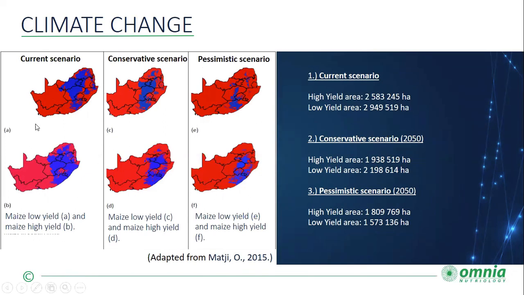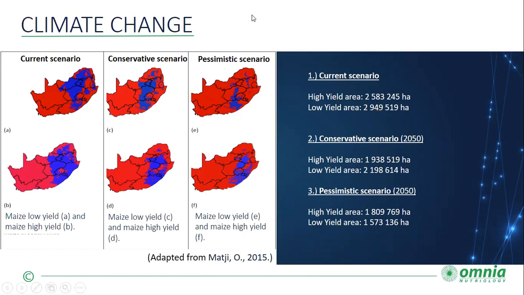So if we look at our current scenario, at the top we have our low yielding maize areas, and at the bottom the high yielding areas. These represent areas of 2.58 million for the high yielding areas and 2.95 million for low yielding areas.